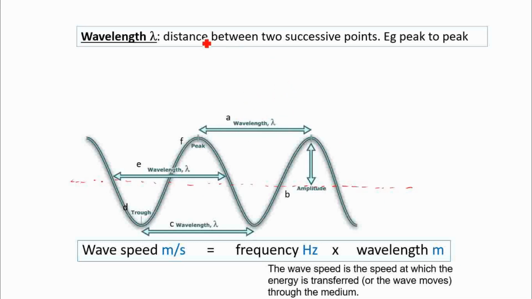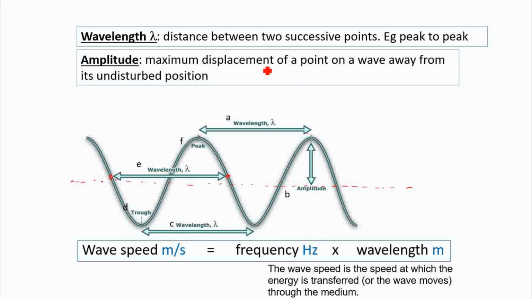Your wavelength is the distance between two successive points, for example a peak to a peak. That's a wavelength. Another successive point, from that point to that point, or from a trough to a trough, so it's not only a peak to a peak. Your amplitude is the maximum displacement of a point on a wave away from the undisturbed position. If that's my zero line, it's from the middle of the wave to the top of the wave.